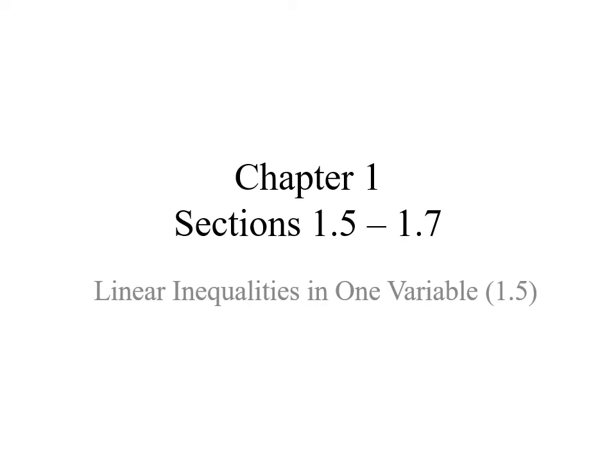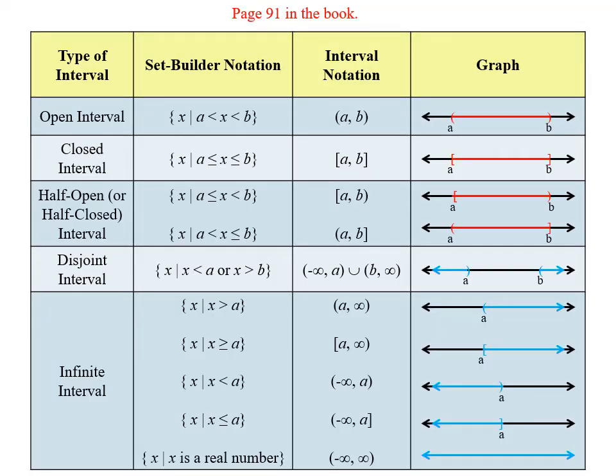Hi again. We are picking up with the rest of Chapter 1 now, sections 1.5 through 1.7, which is linear inequalities and absolute value equations. So we're going to start with linear inequalities in one variable. An inequality has a less than or a greater than sign in it somewhere. And so there are lots of different options.